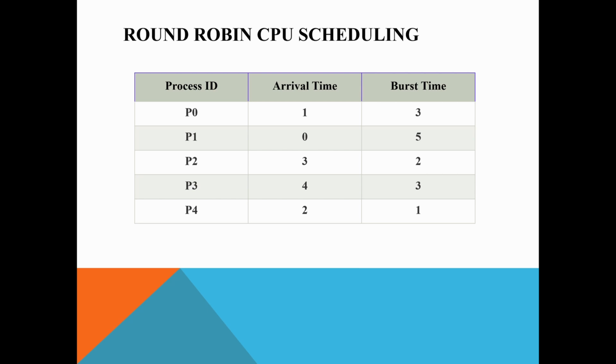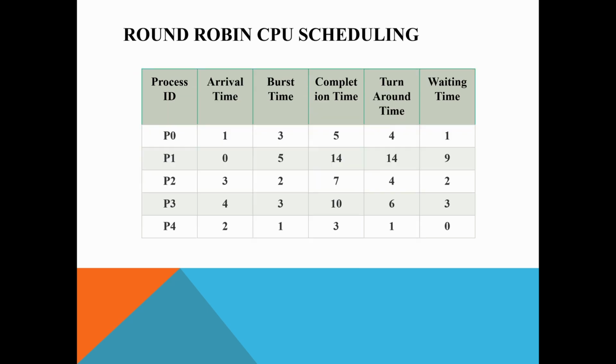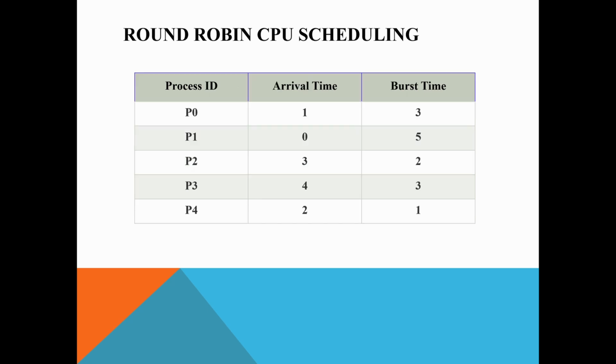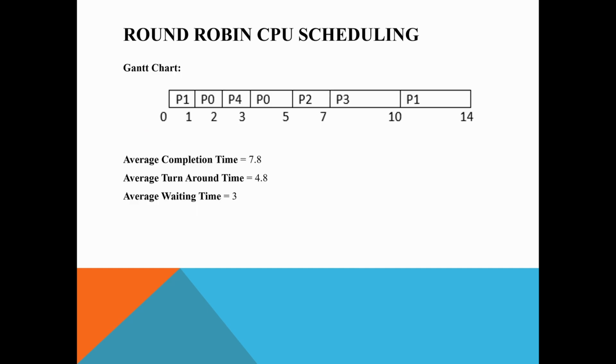Here the process ID, arrival time and burst times are given. Based on this, using the Gantt chart, we have chosen. Here process P1 will execute for a particular time quantum, and P0 will execute for a particular time quantum. So process P1 executed for 1 millisecond, then process P0. Even though process P1 needs 5 milliseconds to complete its execution, here the process P1 is executed for 1 millisecond. So it needs 4 more milliseconds. It will come into the ready queue. Then after executing all the other processes, it will execute again.